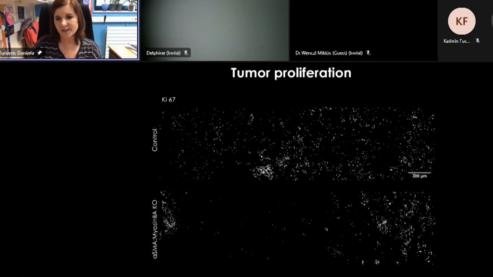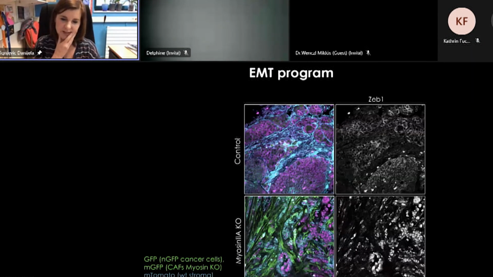It looked like there is less proliferation in the myosin knockout tumors. An interesting thing is that, because I put those slides together this morning to connect to the talks of a few speakers from today, especially Thomas, we also looked at the EMT program. In the control tumors, when the tumors are differentiated and the capsule is formed, the tumors have less nuclear ZEB1. And if myosin is depleted in CAFs, it looked like there is translocation of ZEB1 into the nucleus, starting the EMT program.